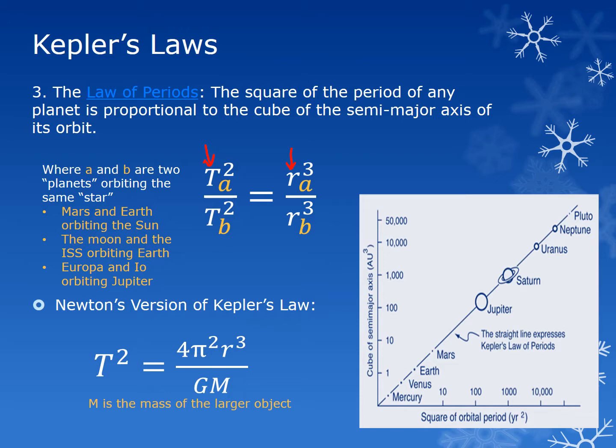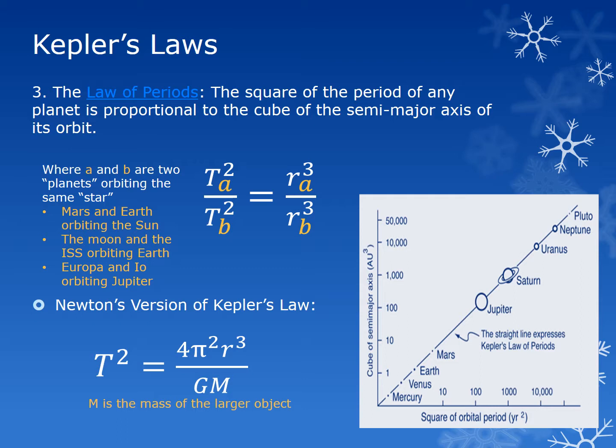So in that top equation, we have a couple of different things going on. The A's and B's are just a label for whatever planets we're using, right? So it could be Mars and the Earth orbiting the sun. It also could be the moon and the International Space Station orbiting the Earth, or it could be Europa and Io orbiting Jupiter. Europa and Io are moons of Jupiter.